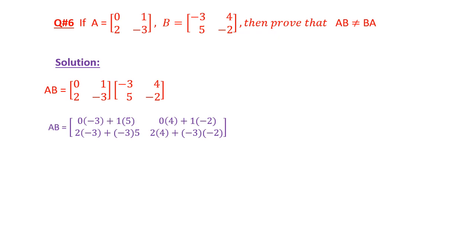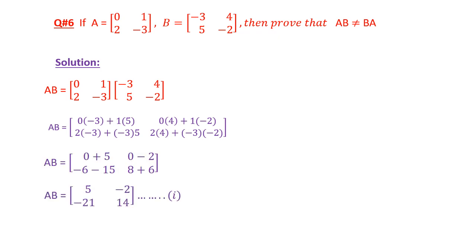First of all, multiply first row of first matrix to first column of second matrix, and then multiply first row of first matrix to the second column of second matrix, and similarly multiply second row of first matrix to both the columns of the second matrix. And then after solving, we have AB is equal to equation number 1.